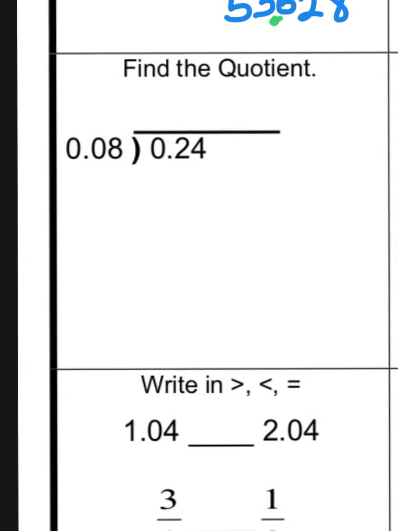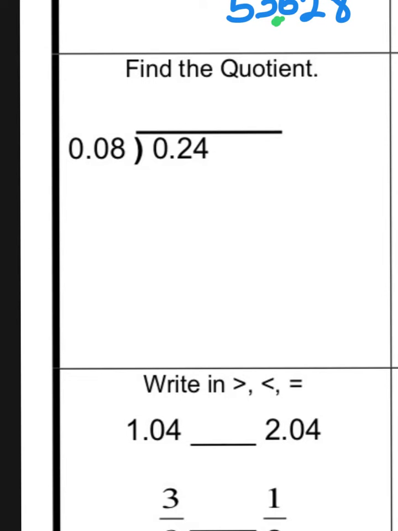For the third one, it says find the quotient. The first thing we need to do is make your divisor into a whole number. So the decimal needs to move to the right twice. Once, twice. And because you did that, you have to do the same thing on the inside. Once, twice. Essentially, you're multiplying it by 100 on the outside and on the inside. And that's why you move to the right twice.